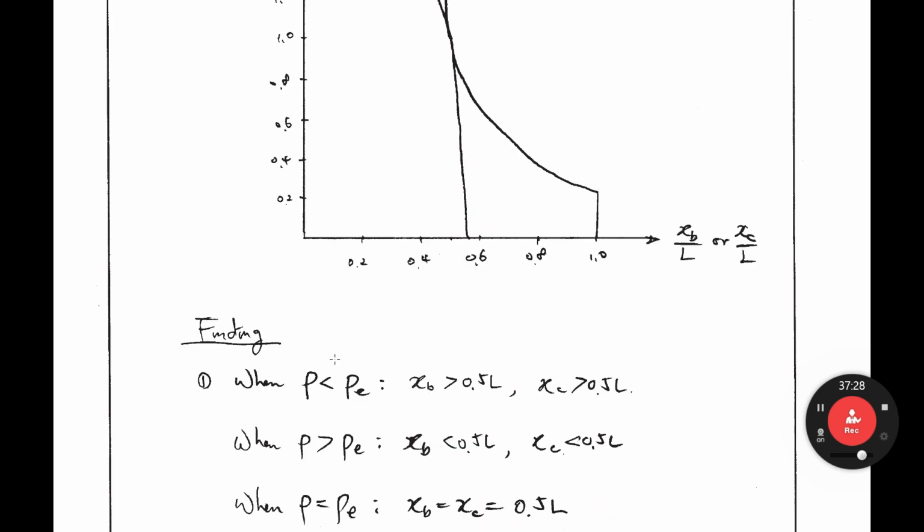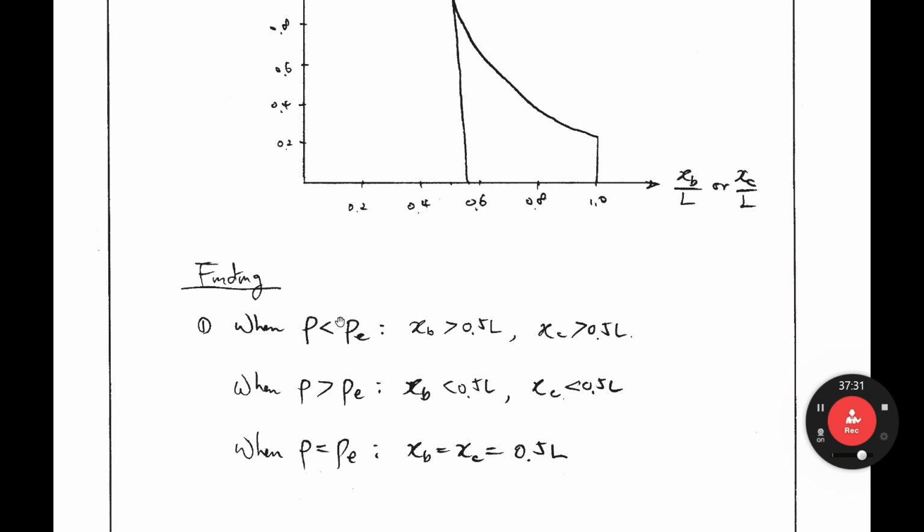Okay, finding. When P is less than PE, XB, the maximum moment location on the beam, is greater than 0.5 L, and the maximum moment location on the column is greater than 0.5 L. When P is greater than PE, XB is less than 0.5 L, and XC is less than 0.5 L. When P equals PE, the maximum moment locations XB and XC equal 0.5 L.